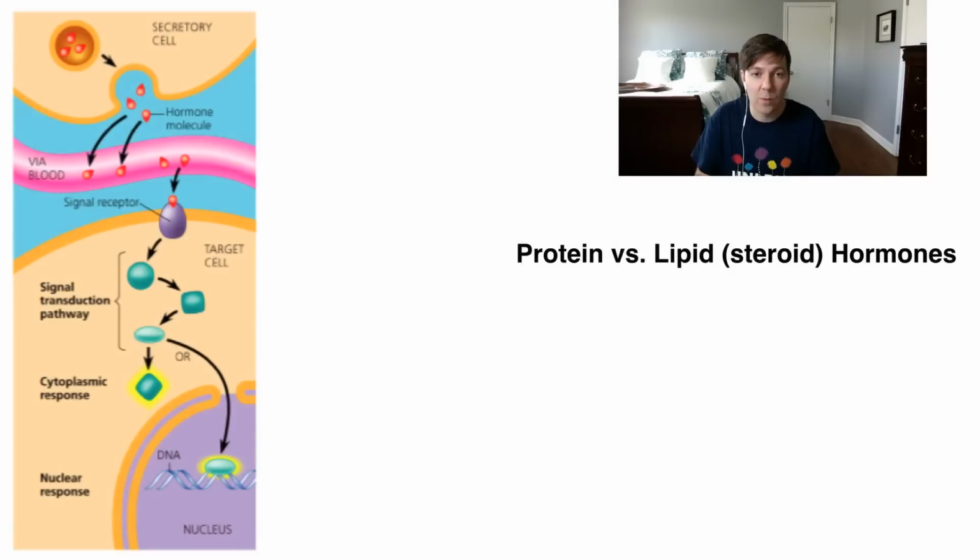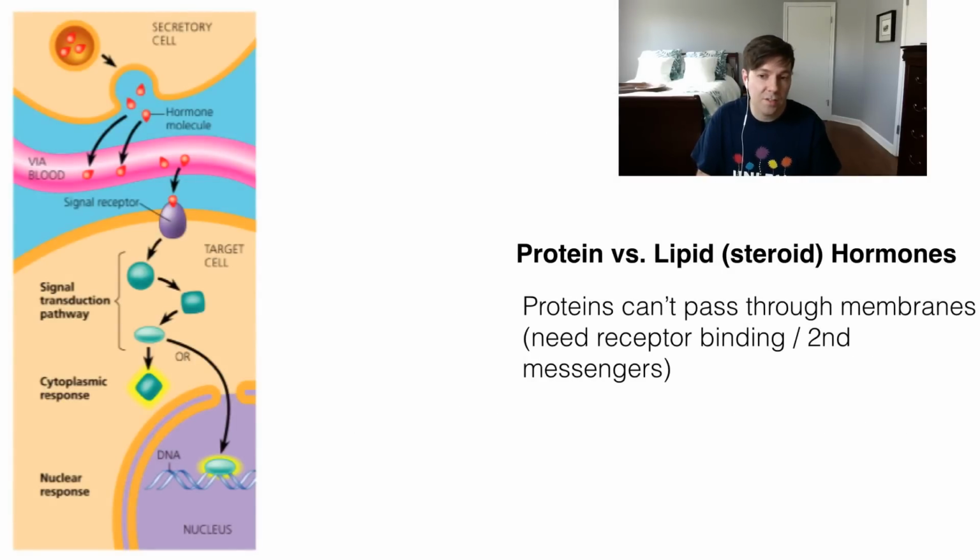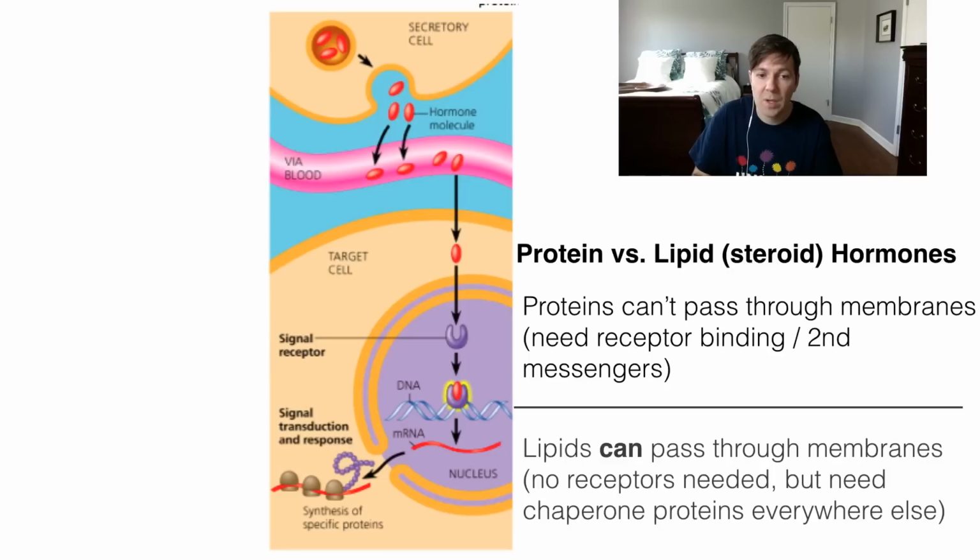Two big categories of hormones: protein hormones versus lipid hormones. Okay? They each have their advantage and disadvantage. Proteins cannot pass through cell membranes, okay? So they need a receptor on the outside of the membrane, and they're going to have to use second messengers to get their message across the cytoplasm to affect the transcription of genes, right?